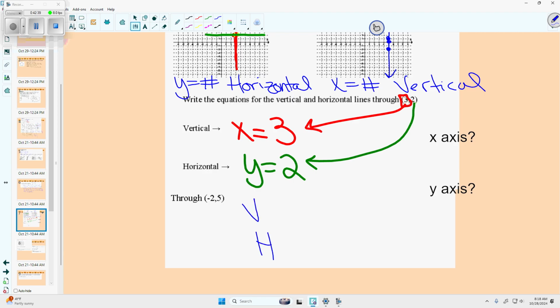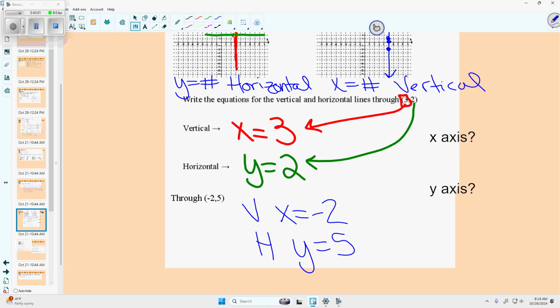So what's my vertical line through the point -2, 5? Need an equation. Can't just be a number. X equals -2. What's my horizontal line through the point? Y equals 5. So you got to know which one's your vertical, which one's your horizontal.